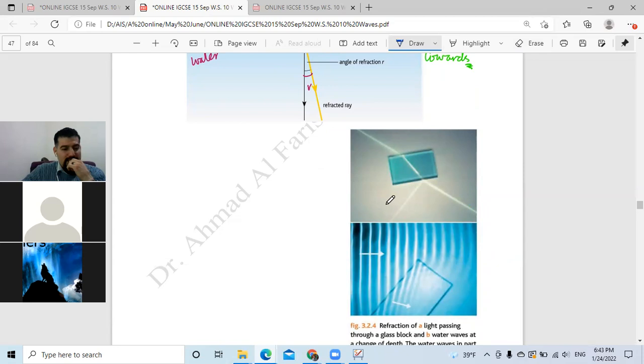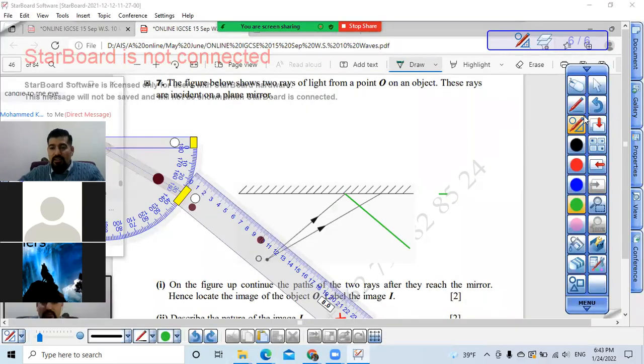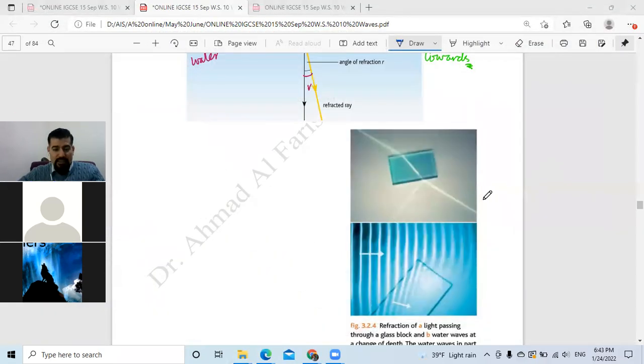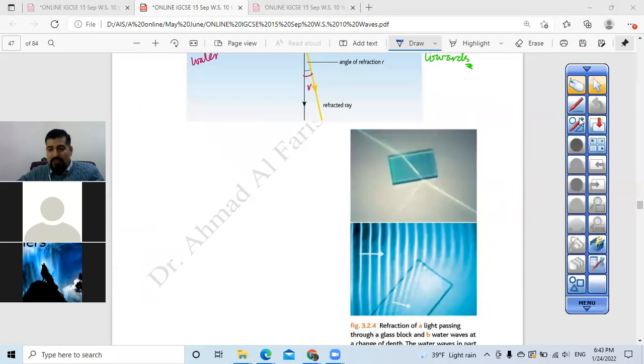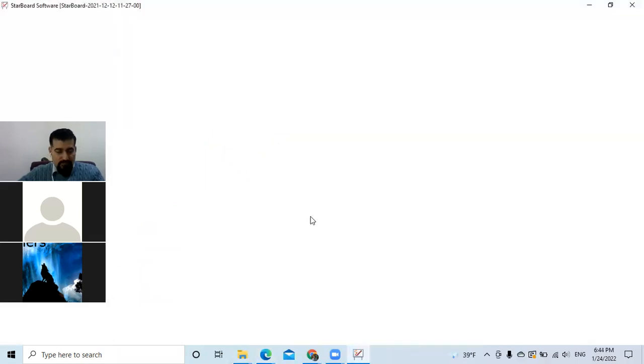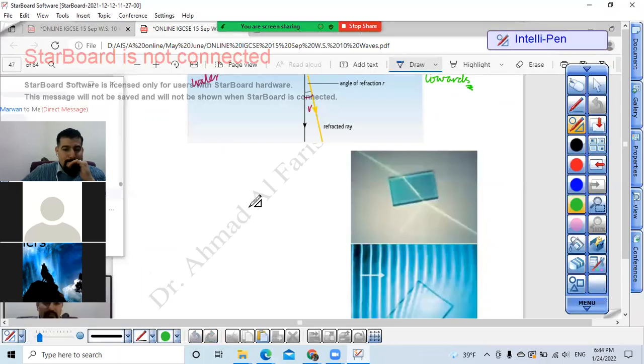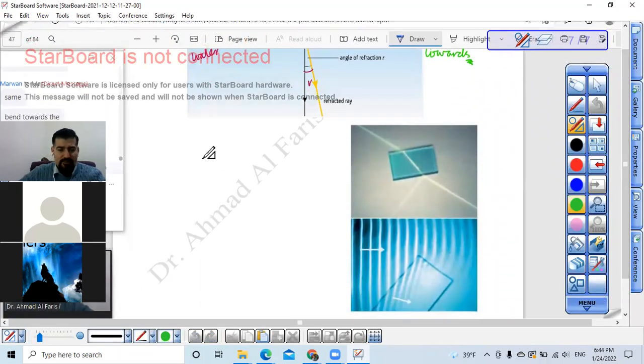Okay, so why does light actually do this? Why does light change direction? We said that it is because of the change in speed. Change in medium causes change in speed. Let me give you an example. For example, if I have a straight road, a street, like this.